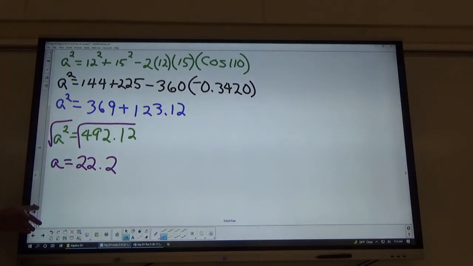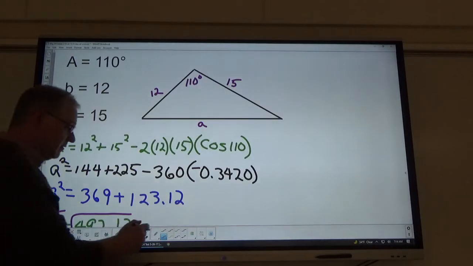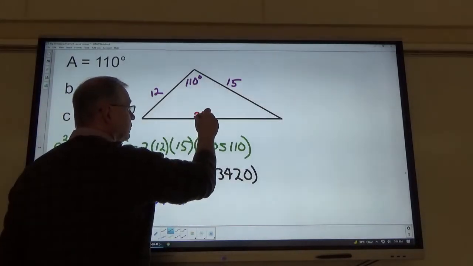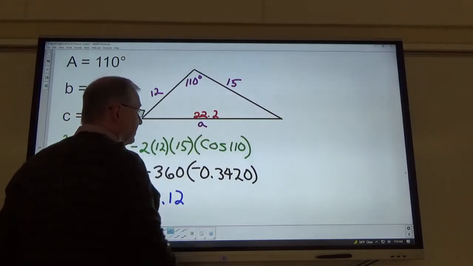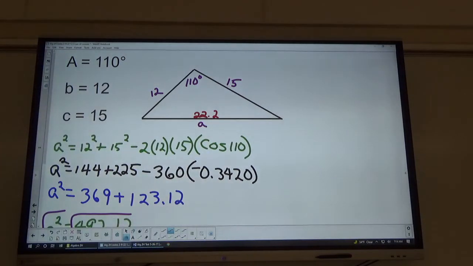All right, now I have A, 22.2. Because that wasn't there before, I wanted to put it in a different color. All right. I have a side across from an angle and the other two sides.